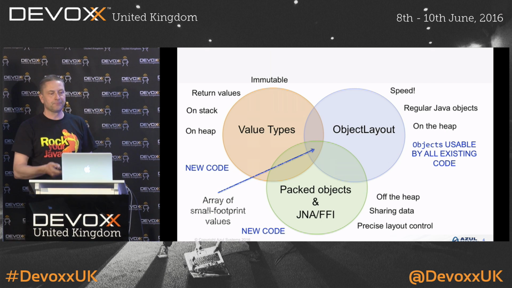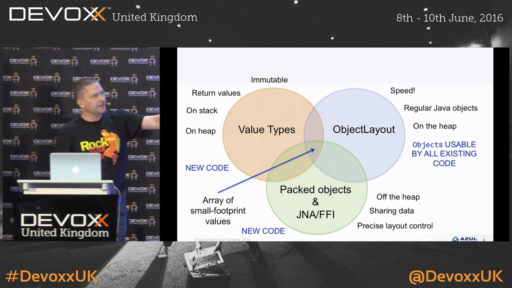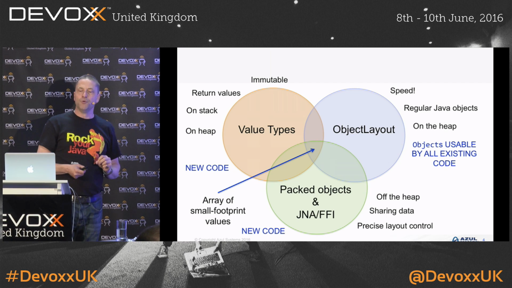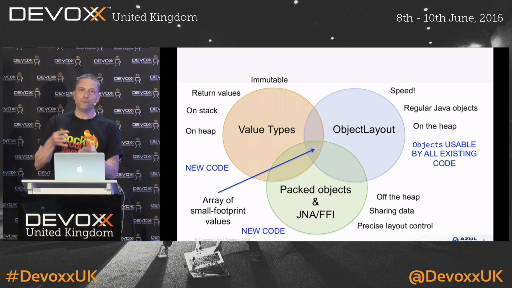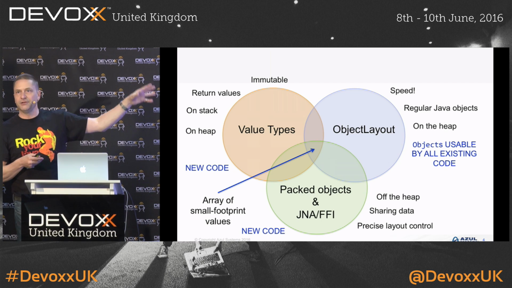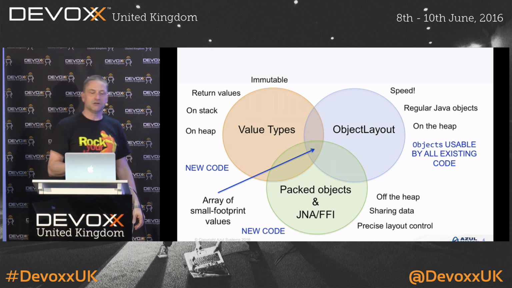There are a couple of places where you do need to modify the code slightly, but again, I'll address that. And then there is, obviously in our Venn diagram, an area where there's a very small overlap where you might have an array of small footprint values, and then you could use all three of these things at the same time.